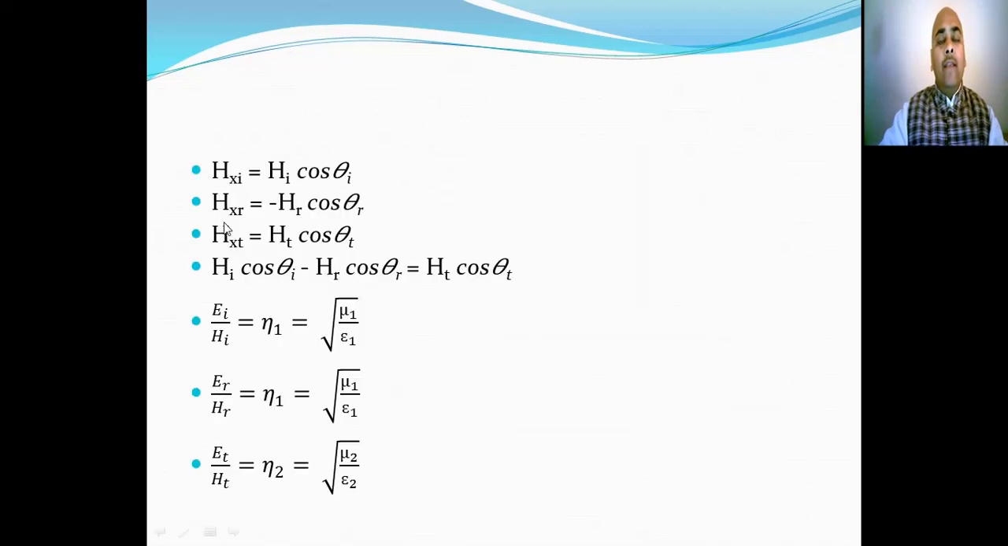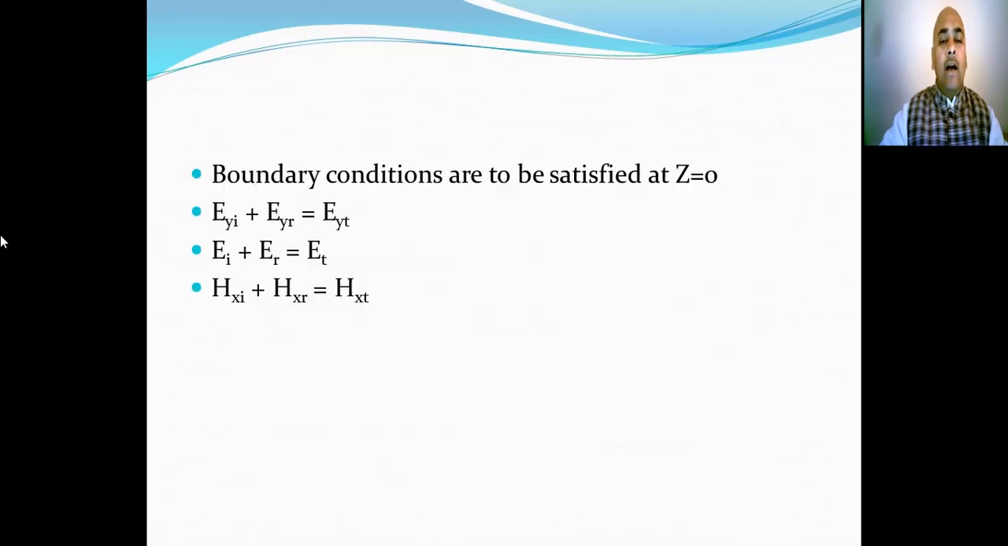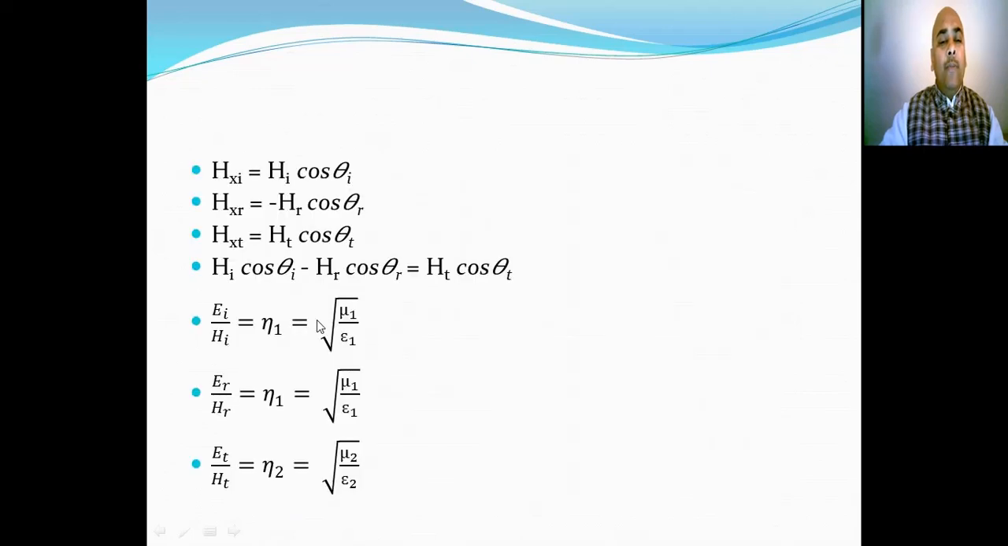So ultimately by using this geometry we can conclude that the angle between H_i and the x-axis is theta_i. So we can calculate that the H_xi component is H_i cos theta_i. Similarly, by using similar geometries, we obtain that the H_xr component is minus H_r cos theta_r. Similarly, the H_xt component is H_t cos theta_t. Now, putting these values of H_xi, H_xr and H_xt, we obtain that H_i cos theta_i minus H_r cos theta_r is equal to H_t cos theta_t.